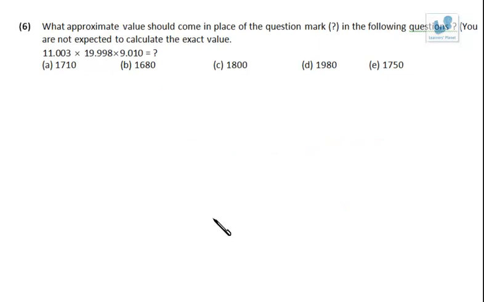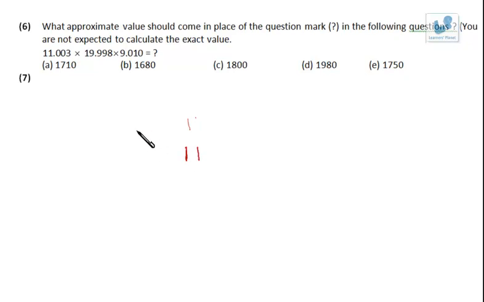Now let's take this question. Further, we have to get the approximate answer of this calculation. Now it's 11.003 and 19.998. What I do is I eliminate 0.003 from here and add 0.002 over here. So it will be 11. Just a moment.